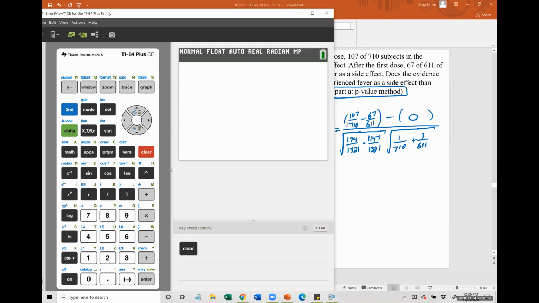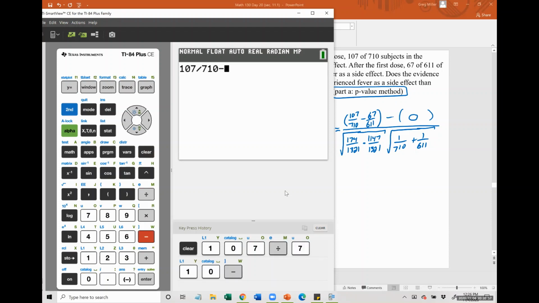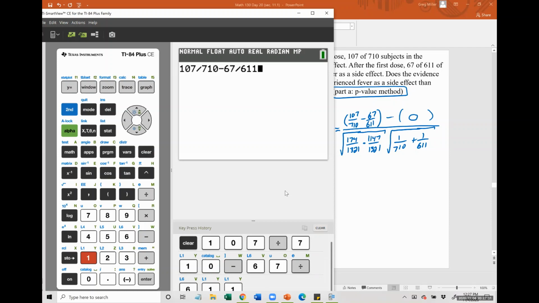So first thing I do is I type the top. So I'm going to do 107 divided by 710 minus 67 divided by 611. I'm going to get the answer to that. You don't have to type minus 0 because that doesn't do anything. This is the answer to the top.